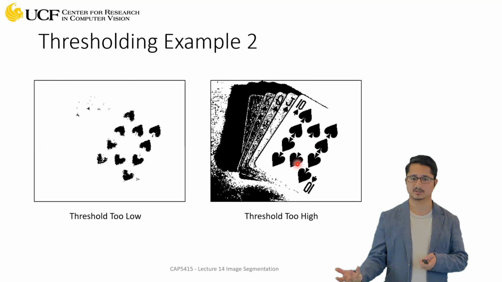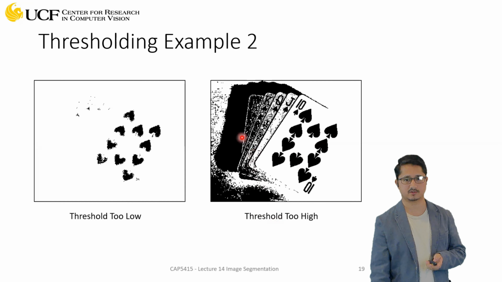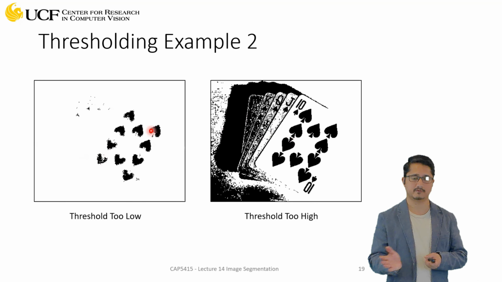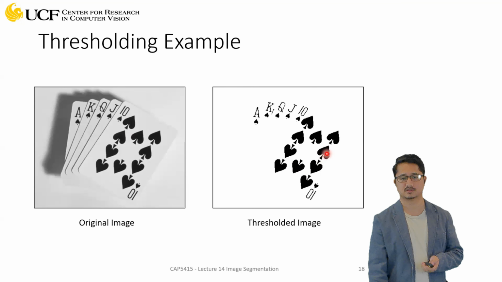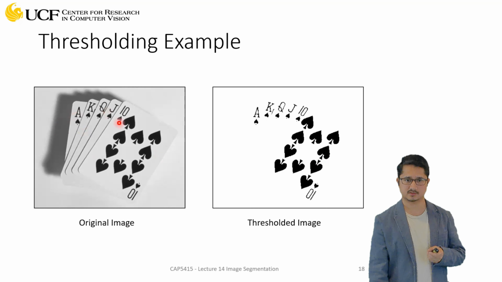But if you go to the other side, if your threshold is too high, you can see all these pixels are also counted as foreground. And this is a very low threshold. So this was a good threshold, which was able to separate these shady pixels from the actual black pixels.